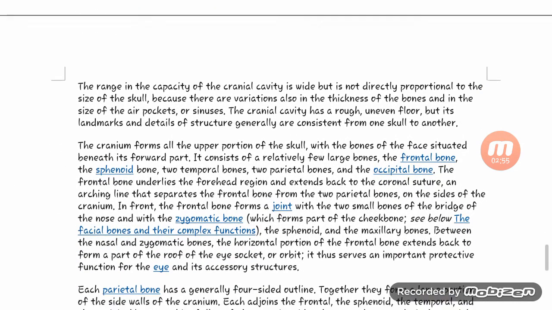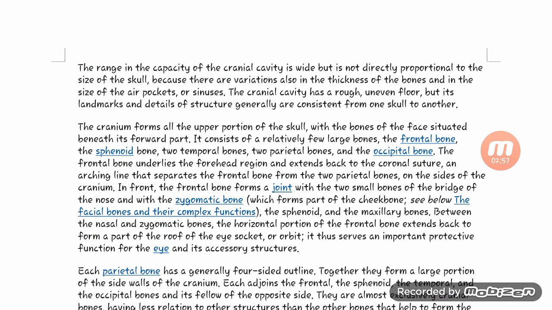The range in the capacity of the cranial cavity is wide but not directly proportional to the size of the skull, because there are also variations in the thickness of bone and in the size of air pockets or sinuses.